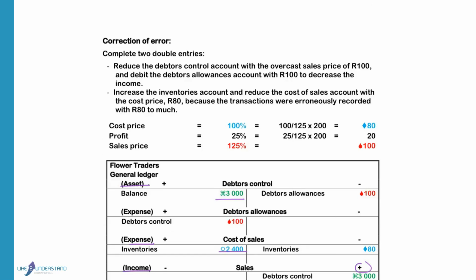For the correction of the error, two double entries must be completed. So credit the debtors control account with a total amount of 100 that was overcast, and debit the debtors allowances to reduce the income out of the sales transaction. Increase the inventory account and reduce the cost of sales account with the cost price of 80. Because these transactions were erroneously recorded with 80 rand too much.